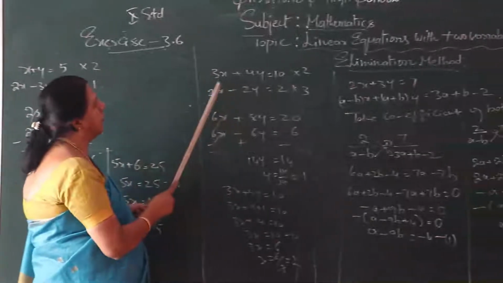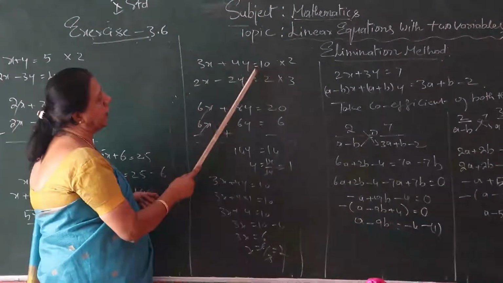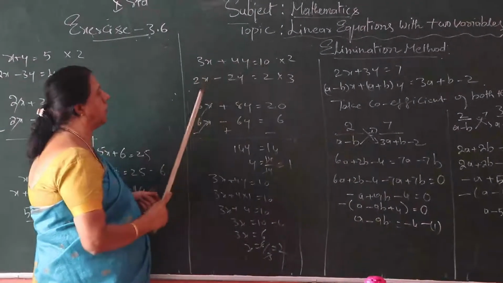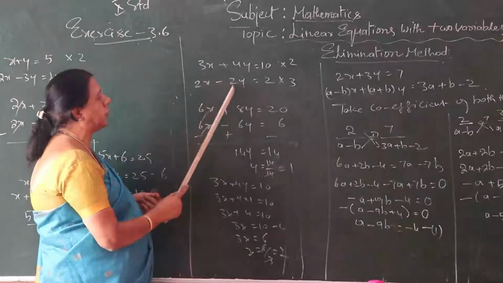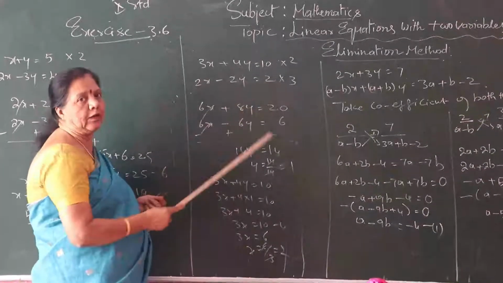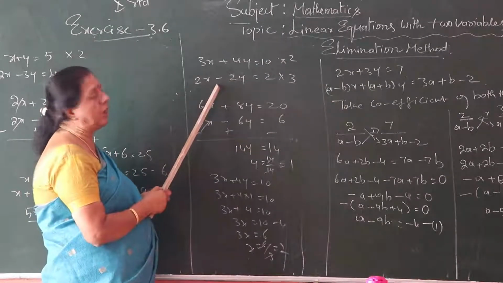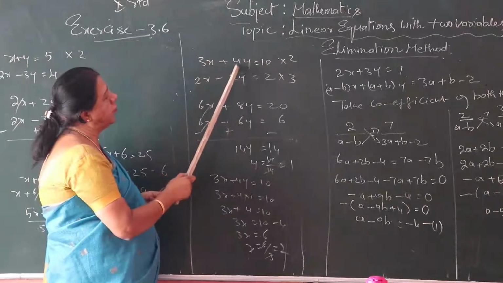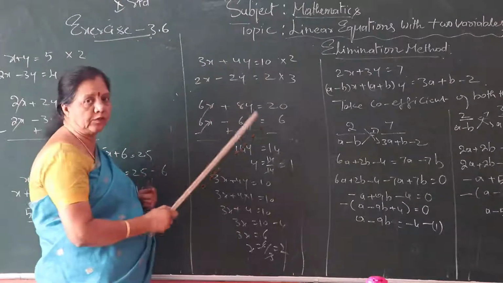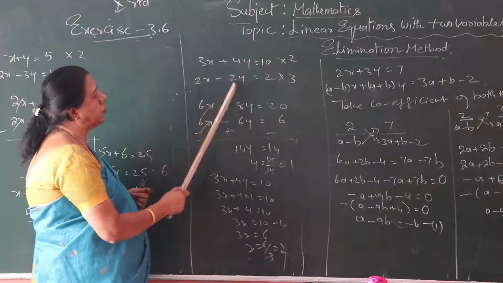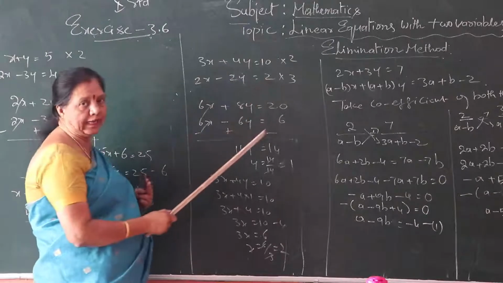So what is that? 3x plus 4y is equal to 10, first equation. Second equation, 2x minus 2y is equal to 2. Check in your textbook. So once again I will repeat the same sum. 3x plus 4y is equal to 10 is the first equation. 2x minus 2y is equal to 2 is the second equation.